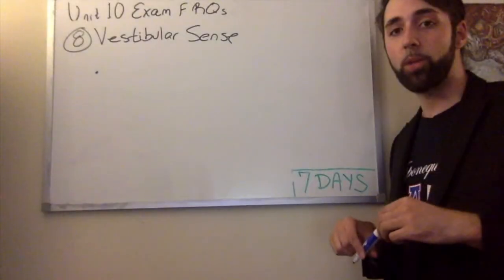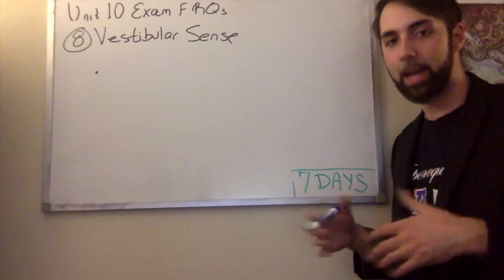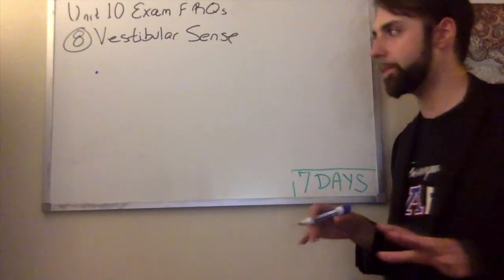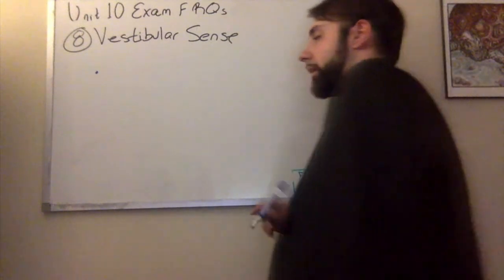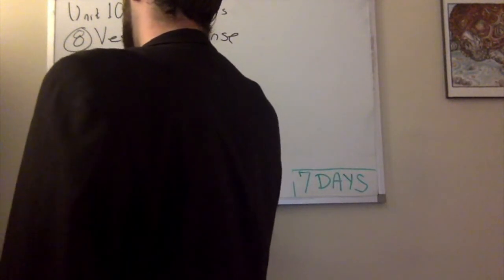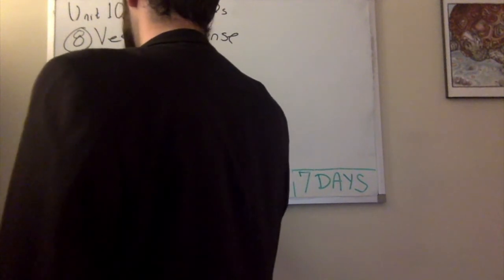The final bullet was what we call the vestibular sense. I provided this to you earlier in the unit, and some individuals gave me FRQ bullets that were quite a bit off. So this is a really important one to look at. The vestibular sense is responsible for balance, or body equilibrium.